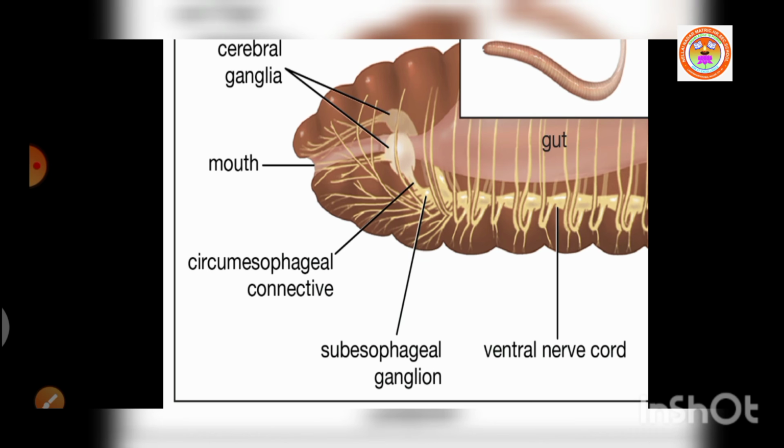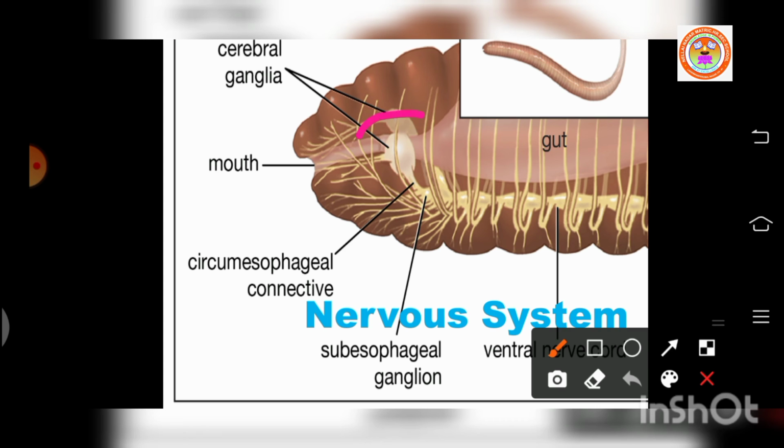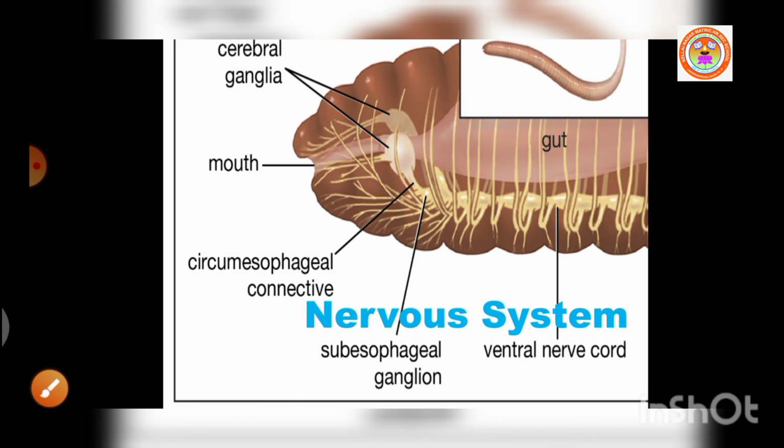Now let us see the nervous system. The central nervous system of leech consists of a nerve ring and a paired ventral nerve cord. The nerve ring surrounds the pharynx and is formed of the suprapharyngeal ganglion, circumpharyngeal connective, and subpharyngeal ganglion.